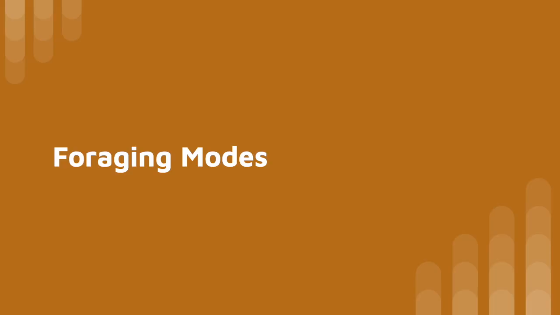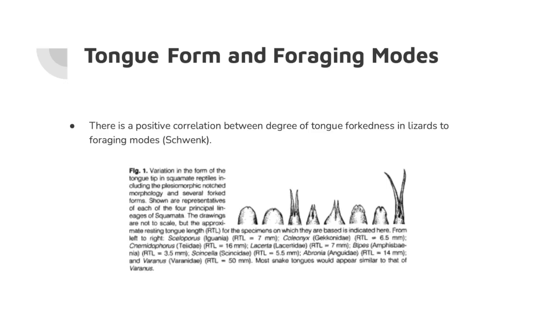With the specificity of chemosensory in snakes and lizard tongues, there is also a correlation between tongue form and foraging modes. In Schwenn's study, the researchers were curious if the degree of forkedness of the tongues affected the foraging modes, or if there was a correlation between the two. In this study, they gathered data from various families within the Squamata taxa and found the average tongue tip bifurcation, and they also gathered data on their foraging modes.